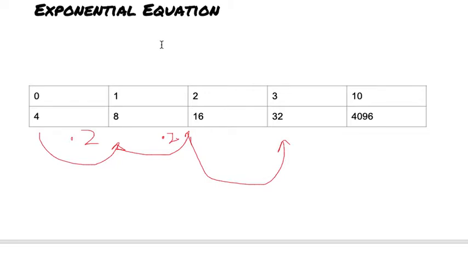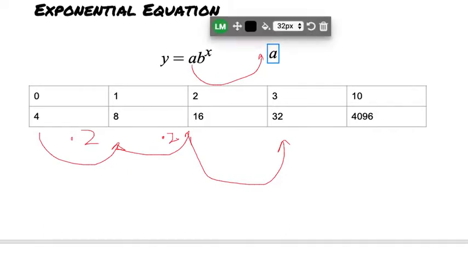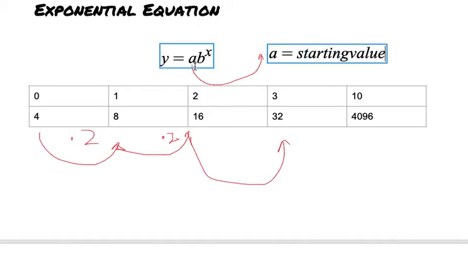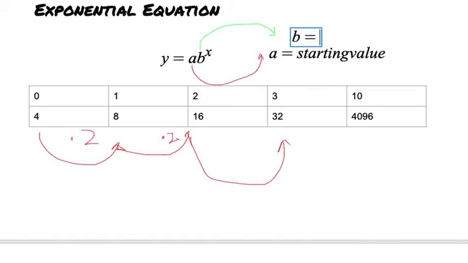I'm going to use y equals a times b to the x, where a is, so a right over here, I'm going to go ahead and write that. So my a is my starting value, and the b, my b is the multiplier.